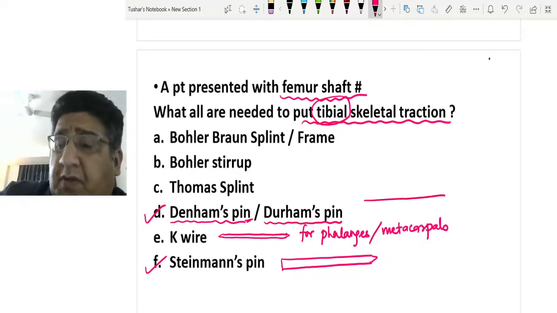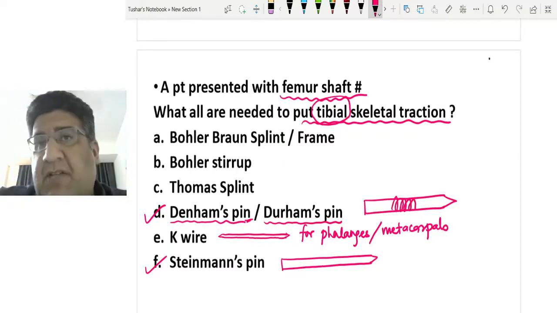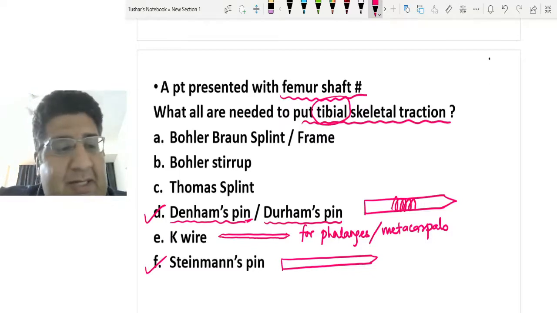Do you remember a pin which is again blunt on one end and pointed on another end with 4 to 6 millimeter diameter, which has grooves in the center, which is used for application of skeletal traction in cancellous bone like calcaneum? Does that sound similar to you?